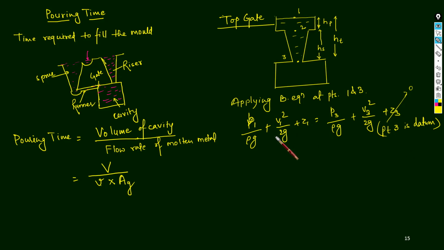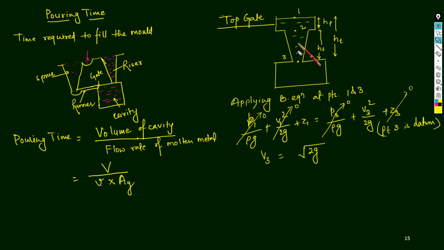At point 1, what is the velocity? 0. At point 1, what is the pressure? 0. This is gauge pressure, isn't it? P1 and P3 are gauge pressures. At P3 also this is atmosphere, isn't it? So the pressure will be 0. So can we say what is V3? Root under 2g, and what is Z1?